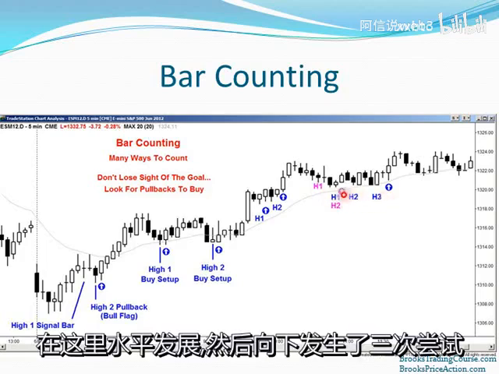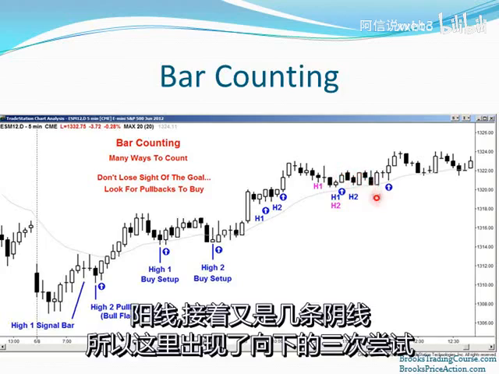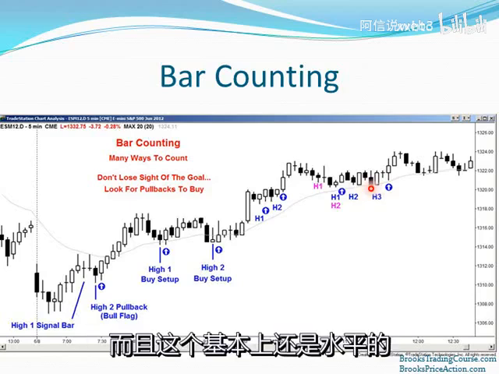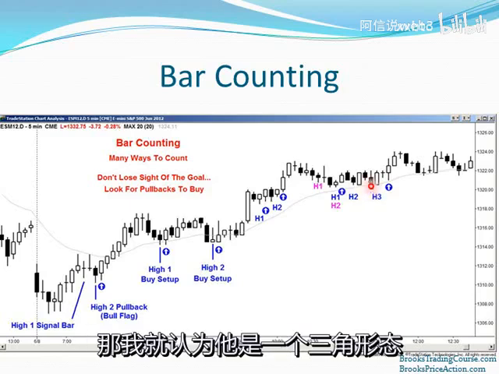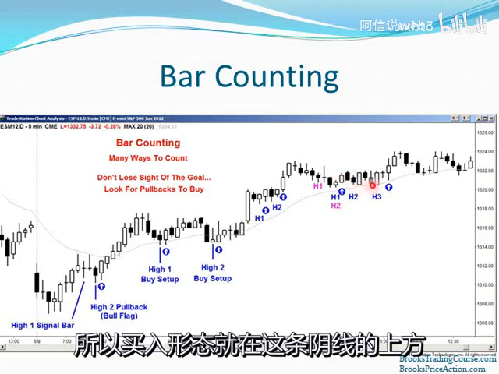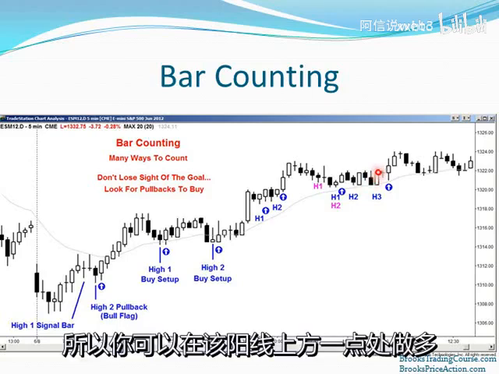We went sideways here and had 3 pushes down. A bear bar, up, a couple more bear bars, up, a couple more bear bars. So 3 pushes down. In my mind, I think of any 3-push pattern that's basically horizontal as a triangle, even if it does not have a triangle shape. So the buy setup is above the high of this bear bar. We have a 2-bar reversal here, so you could go long 1 tick above the high of the bull bar.